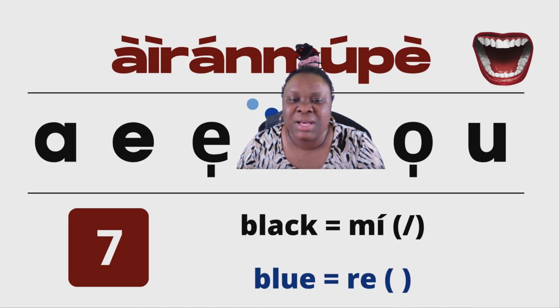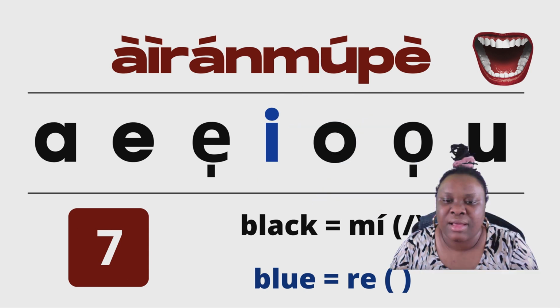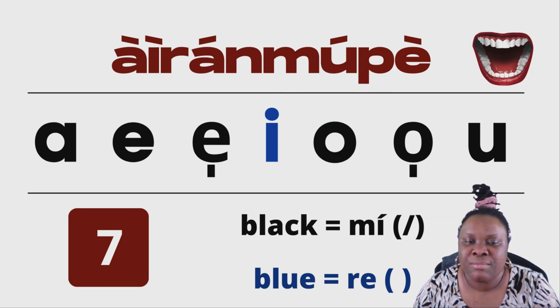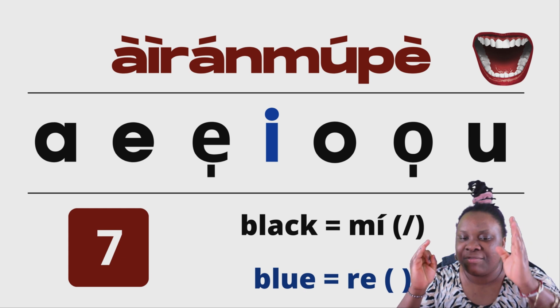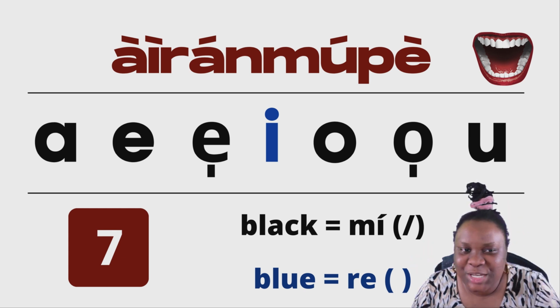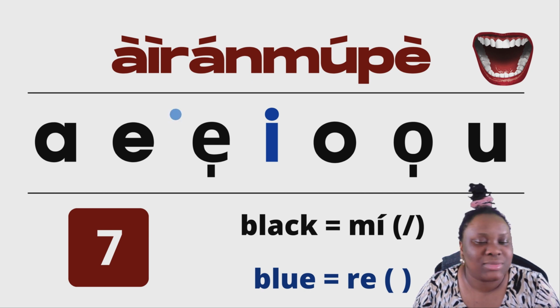Let's introduce them. These are the àìránmúpè vowels. Méje la ní. We have 7 of them. We don't squeeze our nose to pronounce them. They are not nasal.